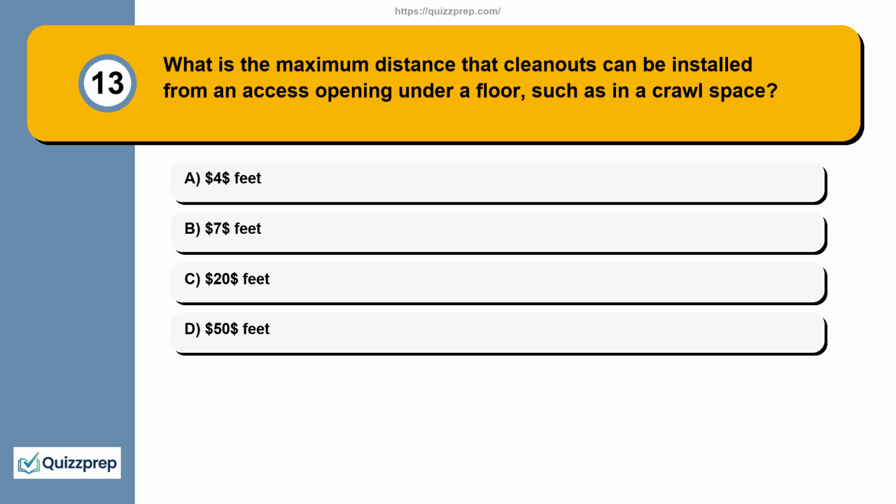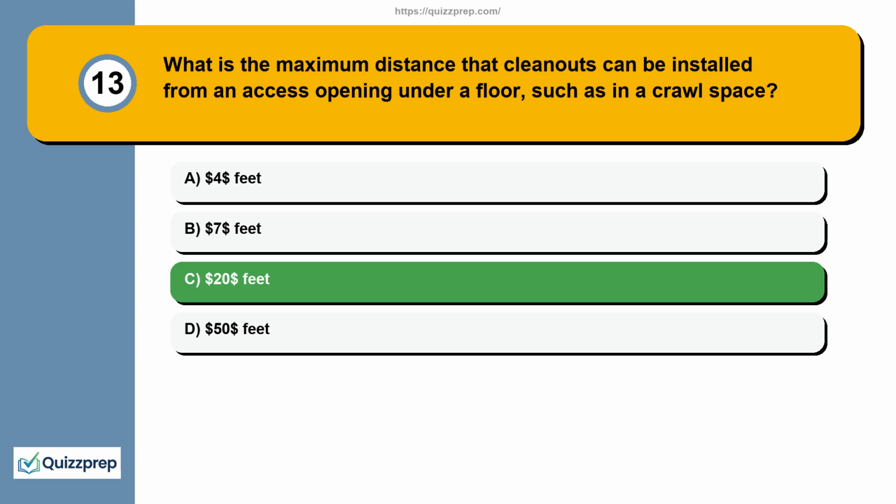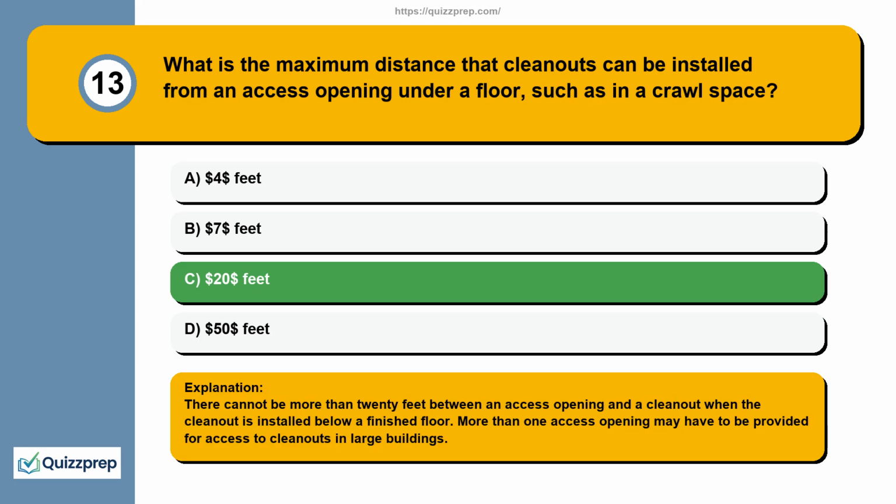Question 13. What is the maximum distance that cleanouts can be installed from an access opening under a floor, such as in a crawl space? 4 feet, 7 feet, 20 feet, 50 feet. There cannot be more than 20 feet between an access opening and a cleanout when the cleanout is installed below a finished floor. More than one access opening may have to be provided for access to cleanouts in large buildings.